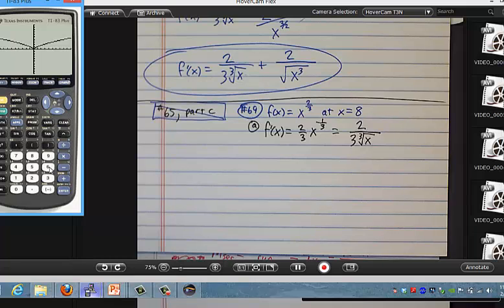We say keep it real. Can you take the square root of negative 8? Square root? No, but cube root? Cube root of negative 8? Cube root of negative 8 is negative 2, right? So we can do that.